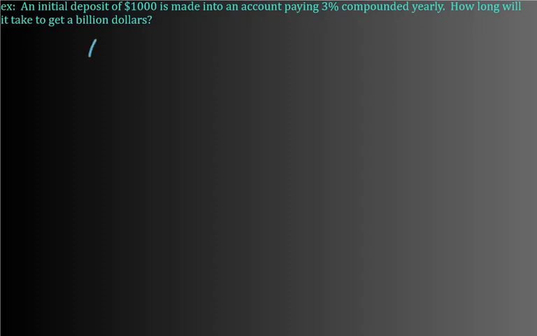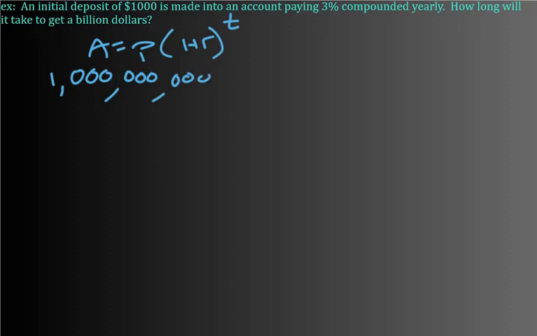So you're going to use that A equals P times (1 plus r) to the t. The end amount you want is 1 billion, right? So 1 billion has 9 zeros like that. And the principal is 1,000, right? And then you need the 1, so you basically don't lose money. And then your rate, you never put it in as a percent like that. You always put it in as a decimal, so it's 0.03. And then the question is about time, right? So we're going to solve for t.